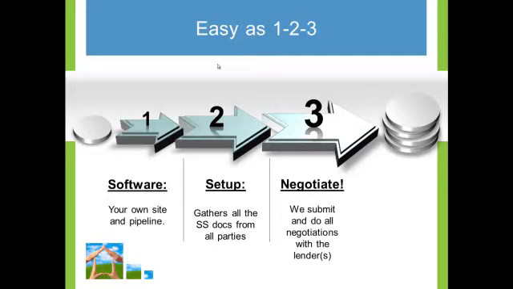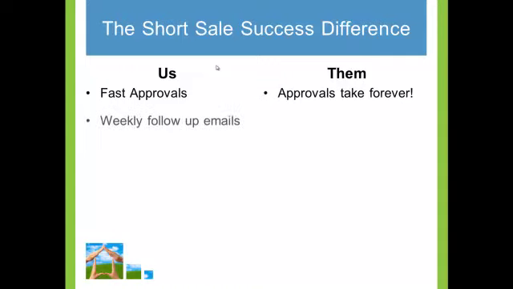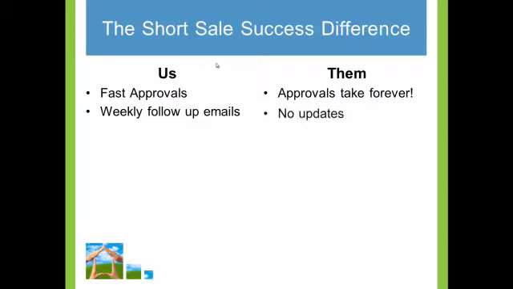We submit and do all the negotiation with the lender or lenders. The difference between us and them is clear. We get fast approvals that average 30 to 45 days. They take forever. Weekly follow-up emails. We call once or twice a week and update everybody; you're lucky to get an update a month with them. Experience. We've closed over 2,000 short sales and mentored many more. Inexperience. They were a mortgage broker last week, and now they opened up a short sale processing center.